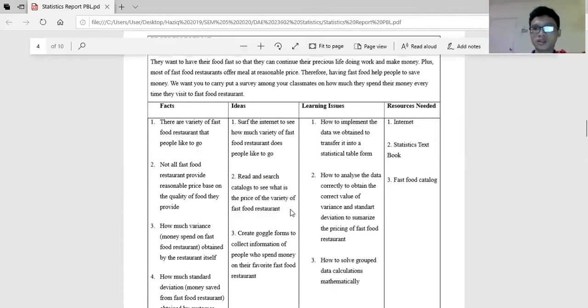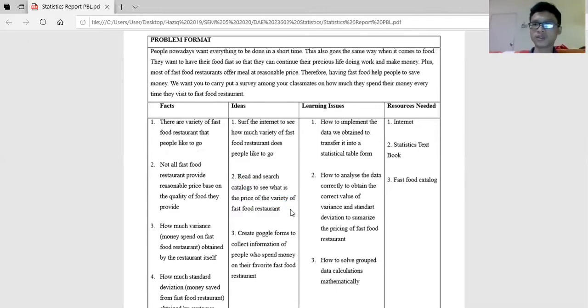Maybe we don't call it a catalog, but a brochure, because if you go to the restaurant, there must be a brochure at the seating table, or a catalog, like a small book displaying the price and the picture of the food. So from that we can also get the information regarding the price of fast food restaurants that we can input into the Google Form. So that is the thing that I would like to say.